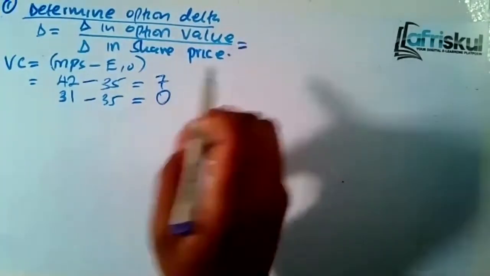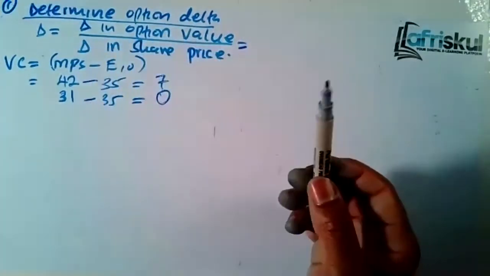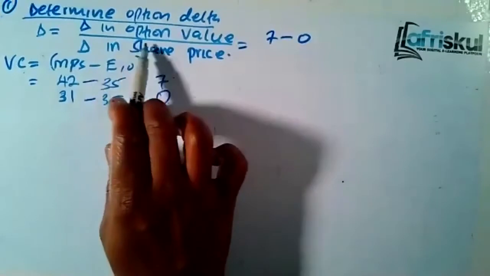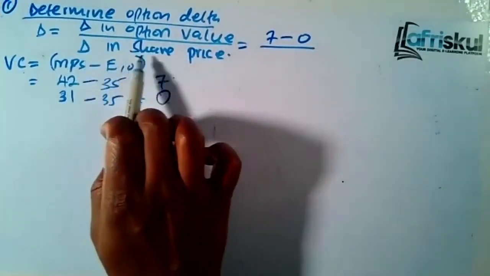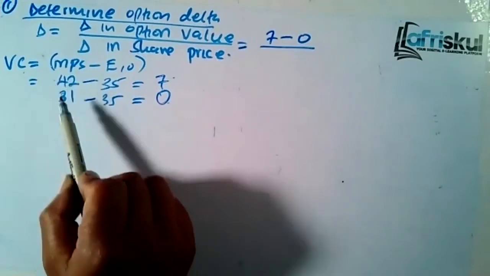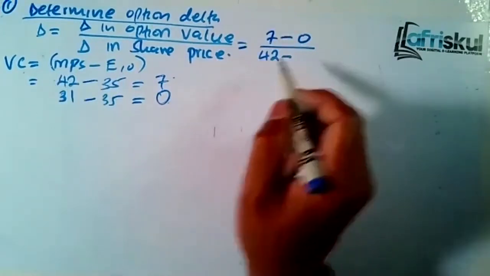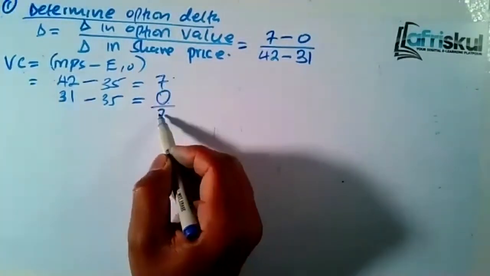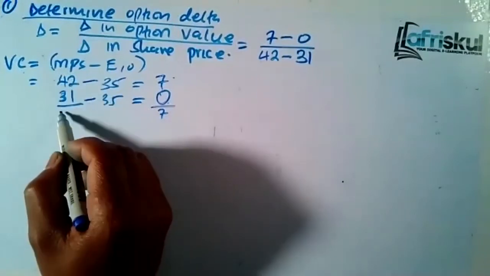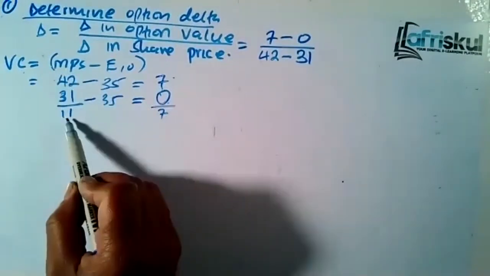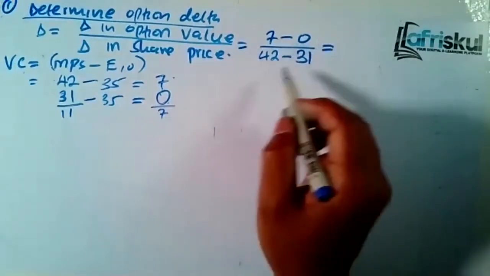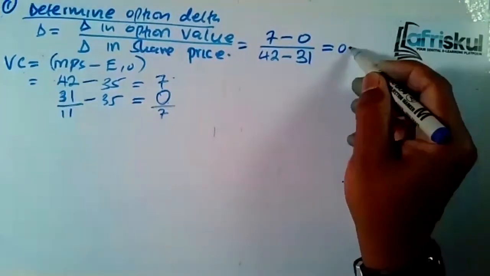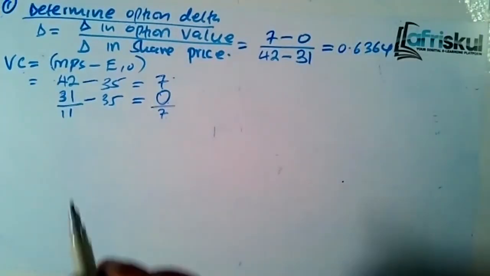So now let's go back. Change in option value. We have two values. The value of the call is either 7 or 0. So it will be 7 minus 0. That's the change in option value. You divide by the change in share price. The share price is 42 or 31. So 42 minus 31. Or you can just do this: 7 minus 0, you get 7. 42 minus 31, you get 11. So you take 7 divided by 11. That's what I'm doing here: 7 minus 0 divided by 42 minus 31. And by doing that, the option delta will be 0.6364. That's the first step.